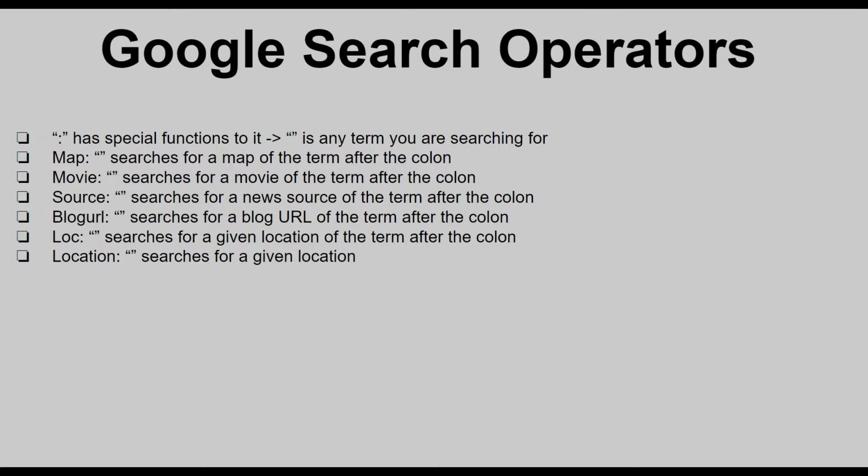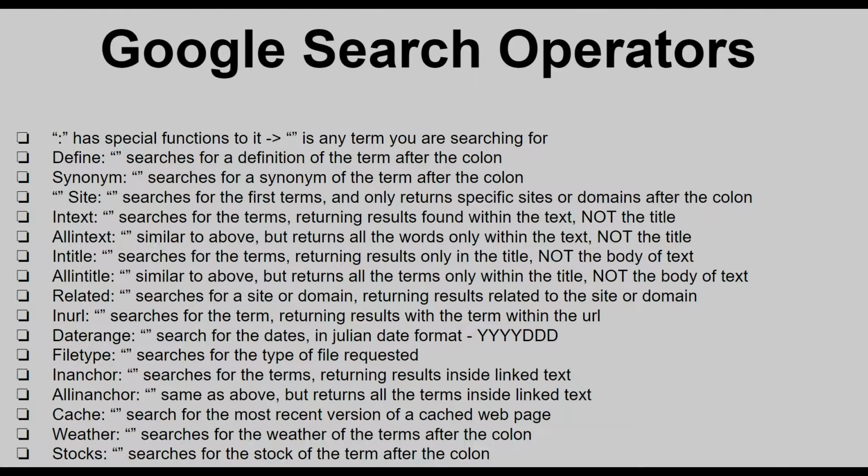So if you're looking for a blog on something, you just type it in and it should return results with that blog URL. And then there's loc and location, which I think kind of work or maybe don't. But it was one I just thought of to add, if you're searching for some details on a given location, just type in location. So those are a whole bunch of some of the operators.